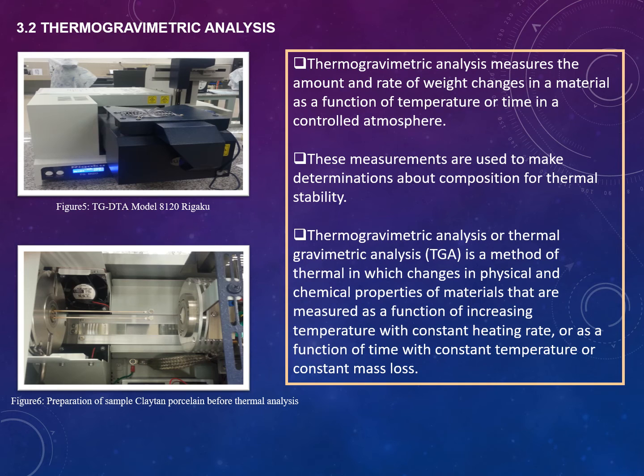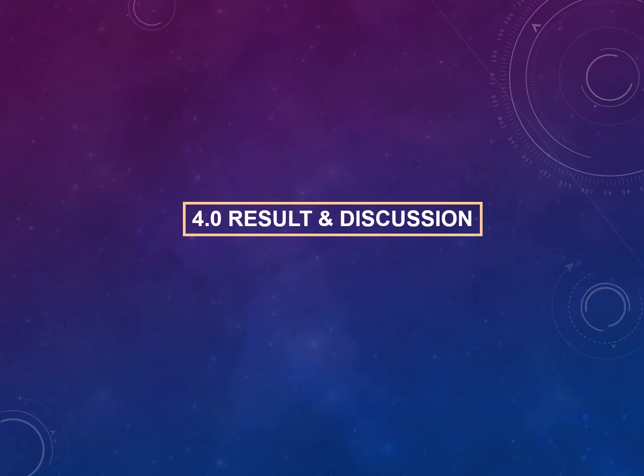Thermogravimetric analysis (TGA) is a method of thermal analysis in which changes in the physical and chemical properties of materials are measured as a function of increasing temperature with constant heating rate, or as a function of time with constant temperature or constant mass loss. This is about results and discussion.